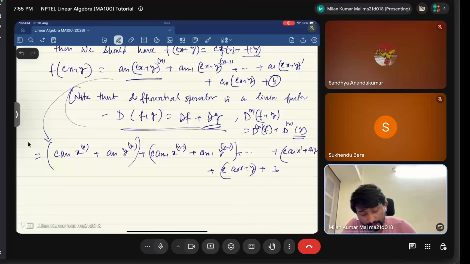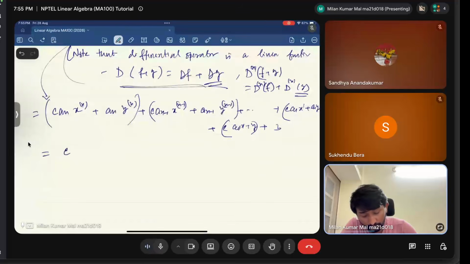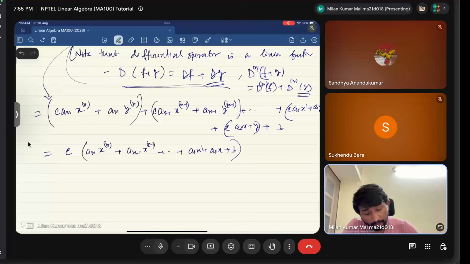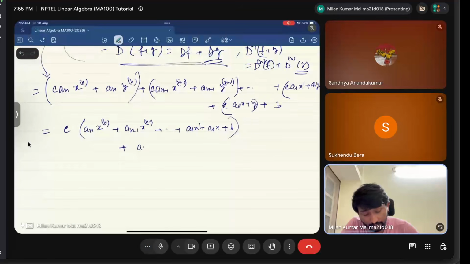Now we can write this as c times (a_n x_n plus a_{n-1} x_{n-1} all the way to a_1 x dash plus a_0 x plus b), where I have taken c common, plus a_n y_n plus a_{n-1} y_{n-1} all the way.